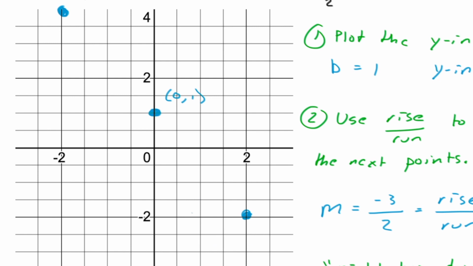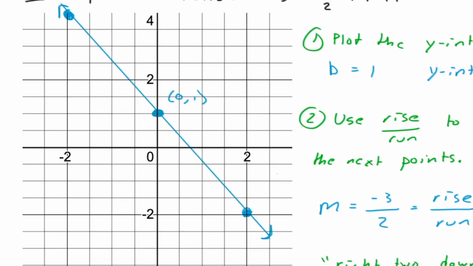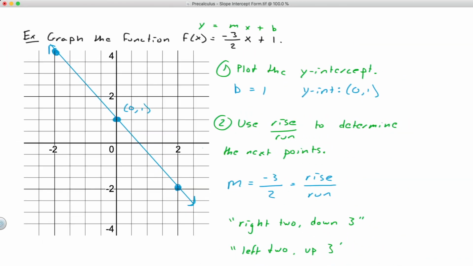Now it only takes 2 points in order to graph a line, but it's sometimes helpful in order to draw it nicely to have 3. And so now that we have that, we can go ahead and draw a nice straight line connecting the 3 dots to represent our function f of x.